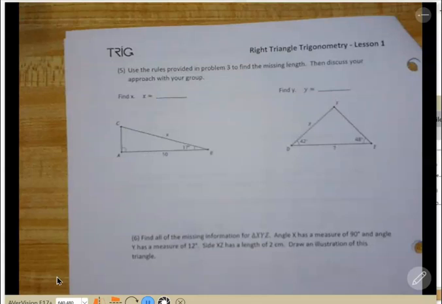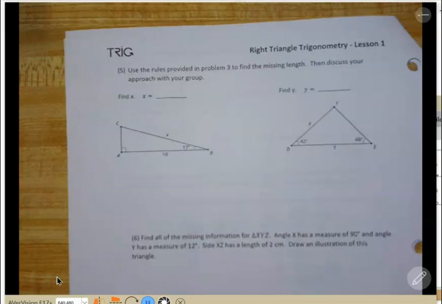I'll go through the first problem and then give you some time to try to work on the second problem. If you feel like you've successfully completed them, then move on to problem number 6. In problem number 6, they're actually asking you to find all the missing information. So if you're not given, let's say, a missing angle and 2 missing sides, then you need to find those 3 numbers. So in the end, we want to have hopefully 3 angles and 3 sides for the triangle.